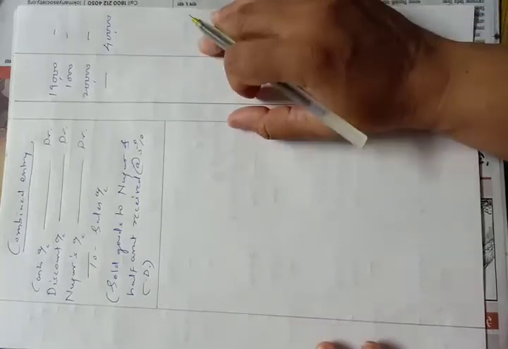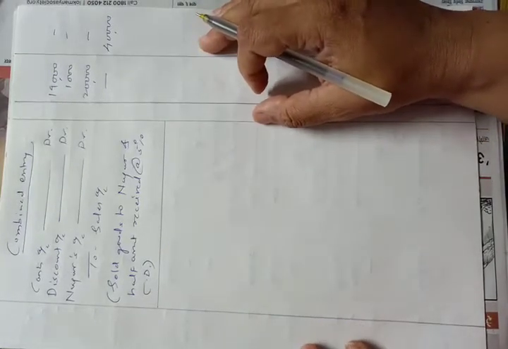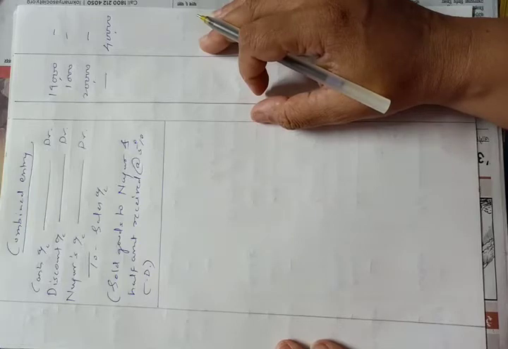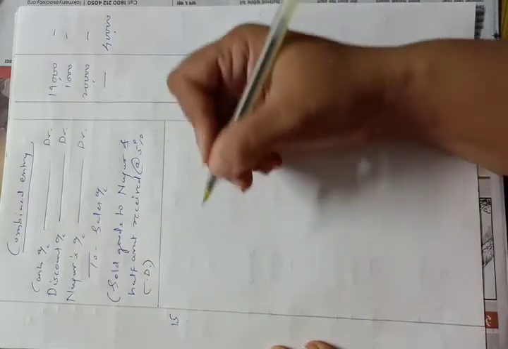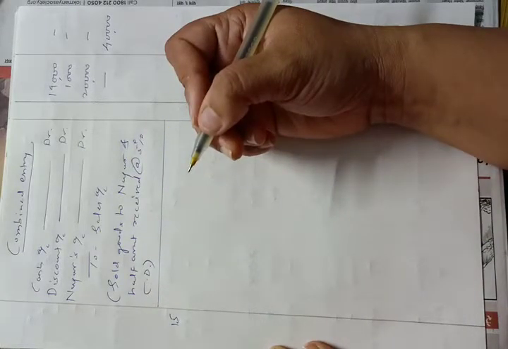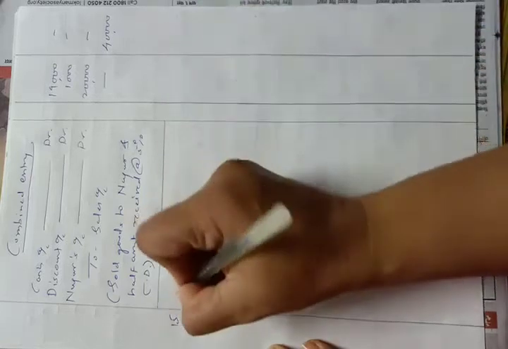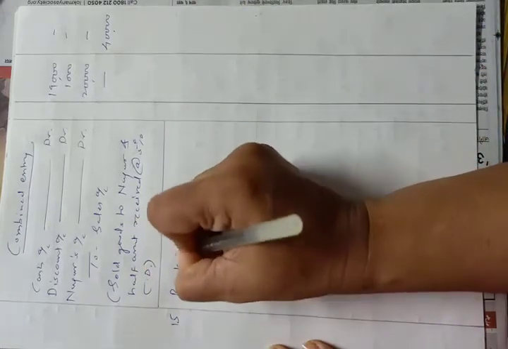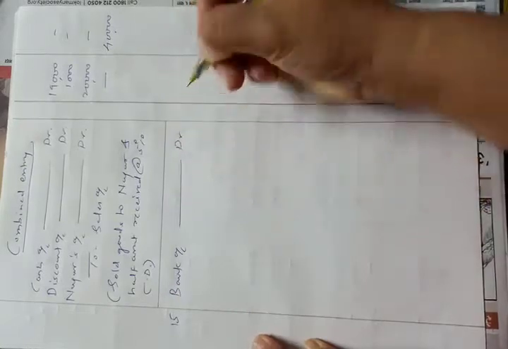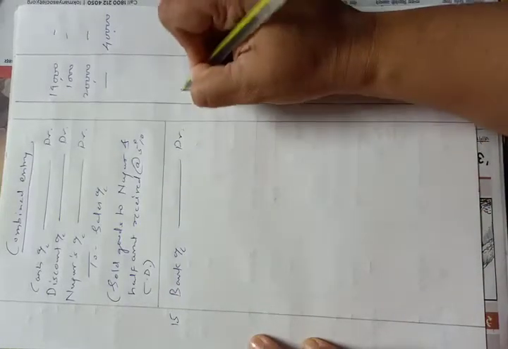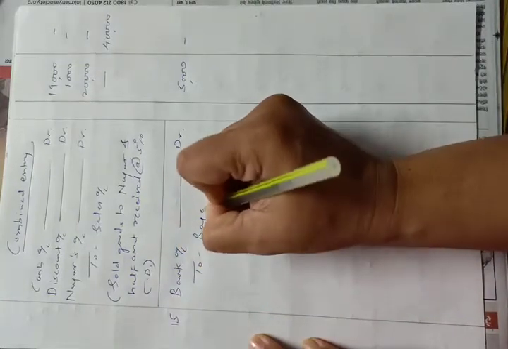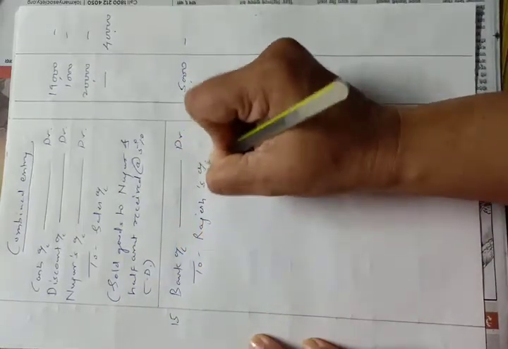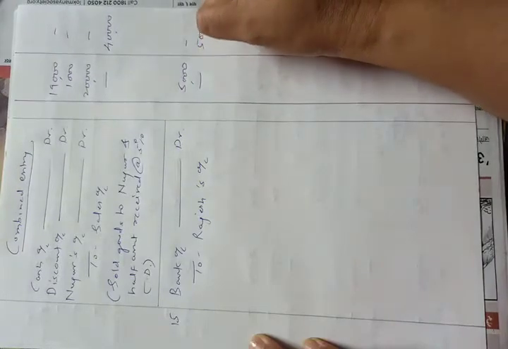Now next transaction. Next transaction, a customer Mr. Rajesh directly deposited rupees 5,000 into bank. So on 15th Feb, Rajesh directly deposited rupees 5,000 into our bank account. So entry will be bank account will be debited as debit the receiver 5,000. To Rajesh's account, Rajesh is the giver, personal account, credit the giver 5,000.